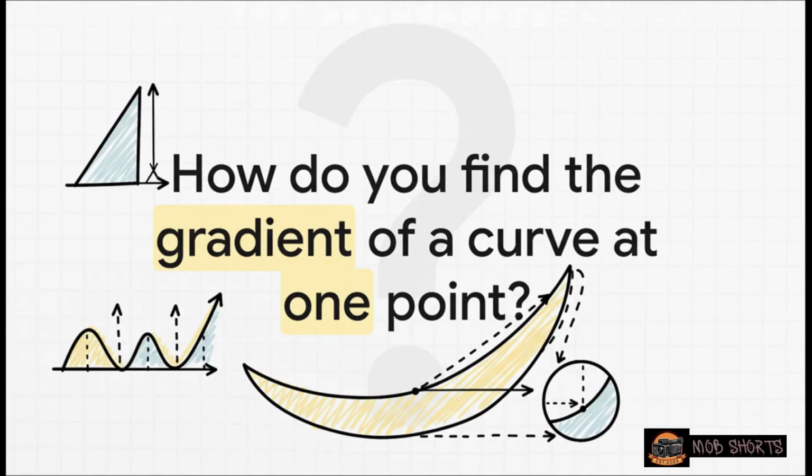So, what's the big problem we're even trying to solve here? I mean, finding the steepness, the gradient of a straight line, that's easy, right? It's the same everywhere. But what about a curve, where the steepness is changing literally every single moment? How in the world do you find the gradient at one single exact point? Well, that's the big question that differentiation was born to answer.